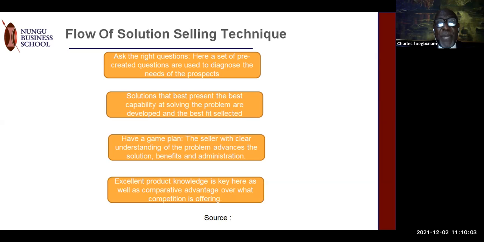The game plan will be for the seller with a clear understanding of the problem to advance the solution, the benefits, and the administration. Now, when it is well done, apart from the initial delay in acceptance, the moment it goes in, it becomes a success. That's what solution selling does.